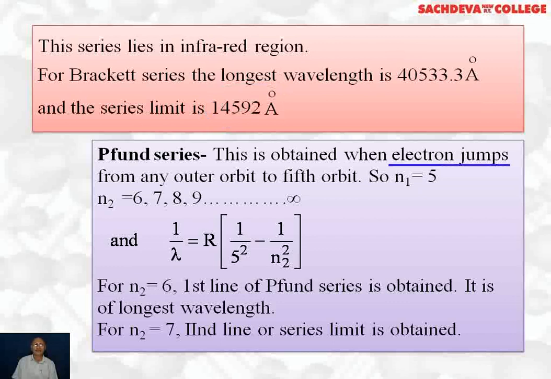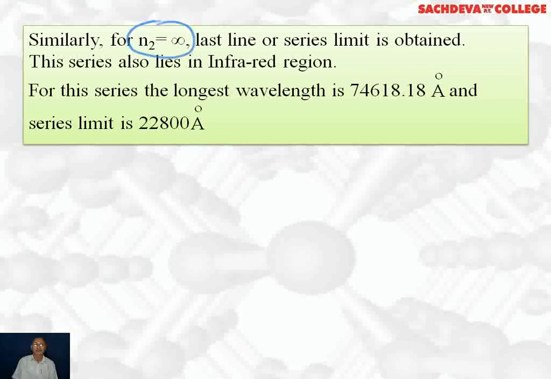Last series is Pfund series. This is obtained when electron jumps from any outer orbit to fifth orbit. So n1 is 5, n2 is 6, 7, 8, 9. 1 over lambda is equal to Rydberg constant into 1 over 5 square minus 1 over n2 square. For n2 is equal to 6, first line of Pfund series is obtained. It is of longest wavelength and lowest energy. For n2 is equal to 7, second line will be obtained. Similarly, for n2 is equal to infinity, last line or series limit is obtained. This series also lies in infrared region. For this series, the longest wavelength is 74,618 into 0.18 Angstrom and series limit is 22,800 Angstrom.